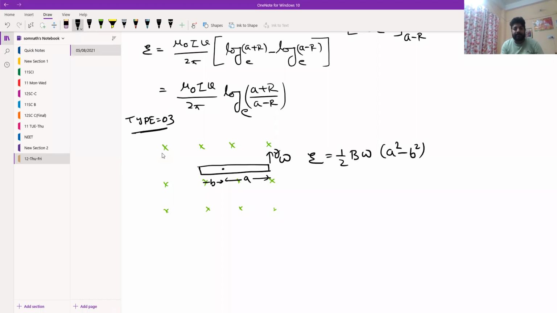Got it? If this one is positive, the other will be negative, because this one is going this way and that one is going that way. Yes or no? Yes sir. So the answer is half B omega (A square minus B square). That means at the same time, when this goes up, the other goes down. That's why it will be reverse. Okay.